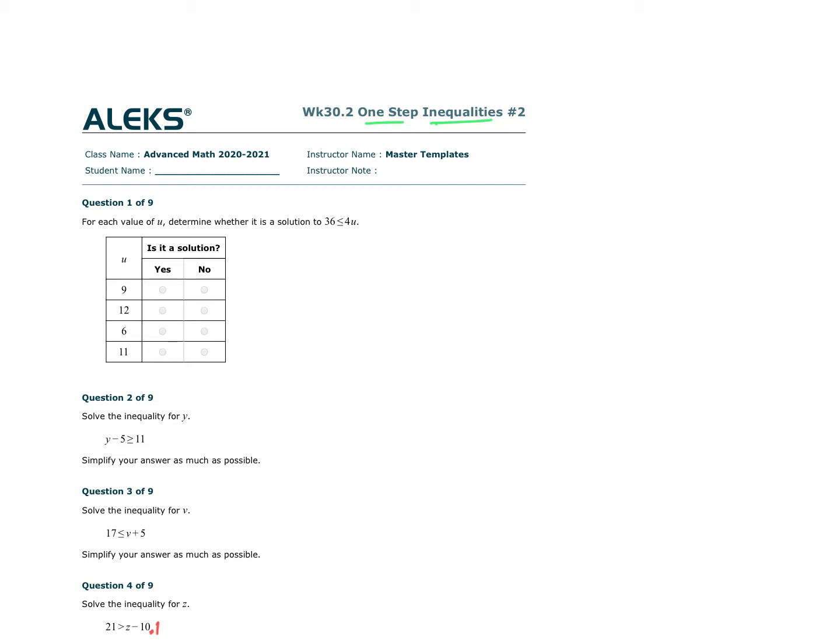So it asks, is this a solution? Is 9 a solution here? 36 is less than or equal to 4 times 9. Is 36 less than or equal to 36? Yeah, they're equal, so that is a solution.